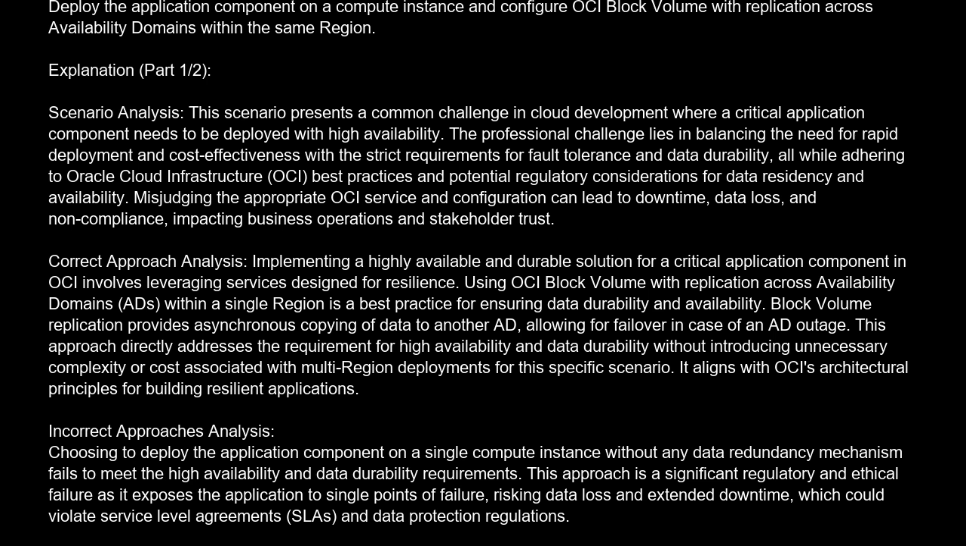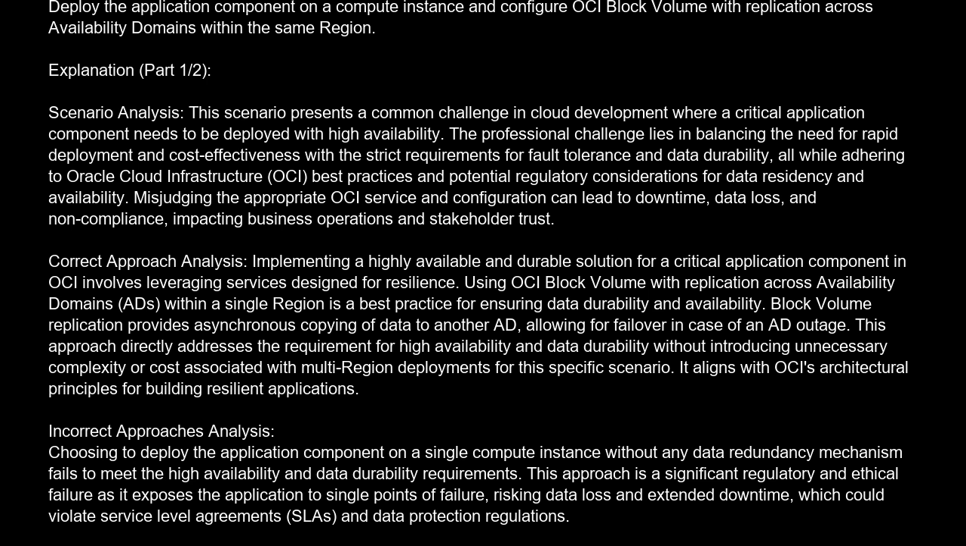This approach directly addresses the requirement for high availability and data durability without introducing unnecessary complexity or cost associated with multi-region deployments for this specific scenario. It aligns with OCI's architectural principles for building resilient applications.